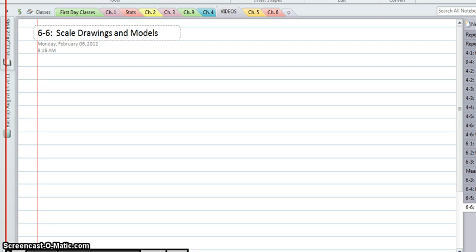Think maps, blueprints, model cars, model airplanes, a model of a heart. In science, I'm sure you've seen other models that represent different plant cells, things like that. Basically, these items are used to represent objects that are too small or too large to be drawn or built at their actual size. The lengths and widths of these objects on a scale drawing or model are proportional to the lengths and widths of the actual objects. So let's go ahead and get that down.